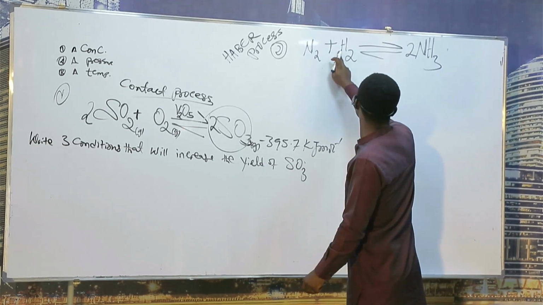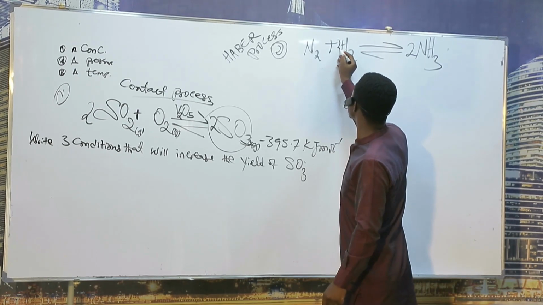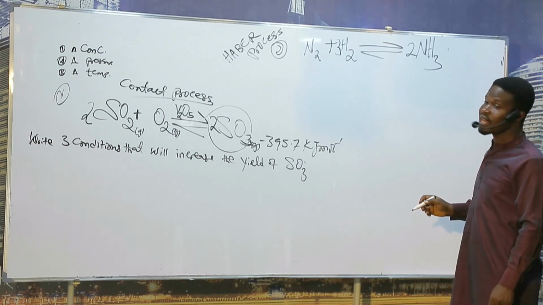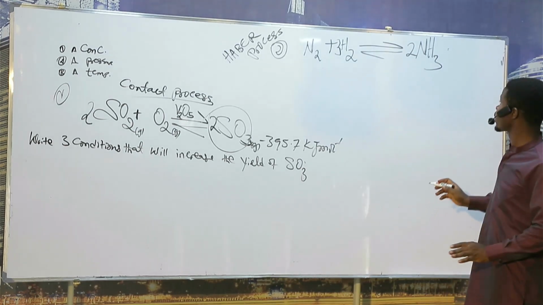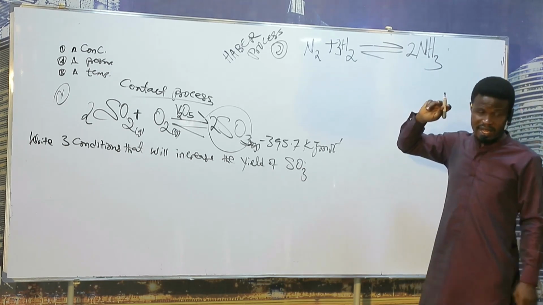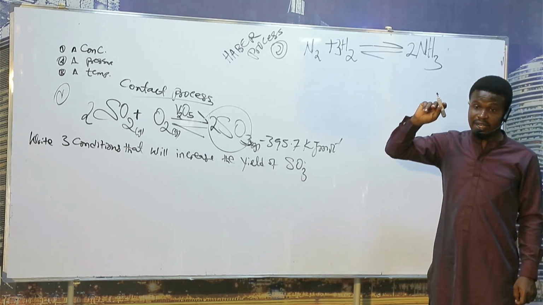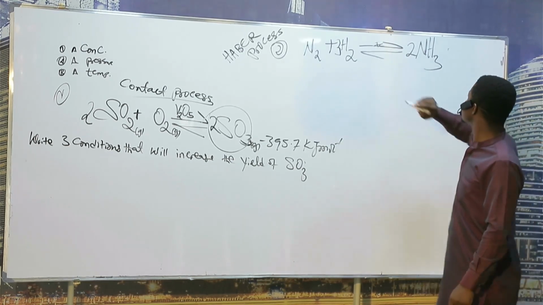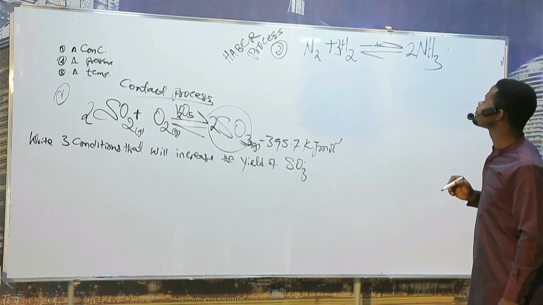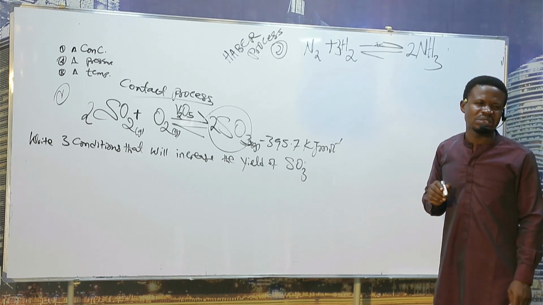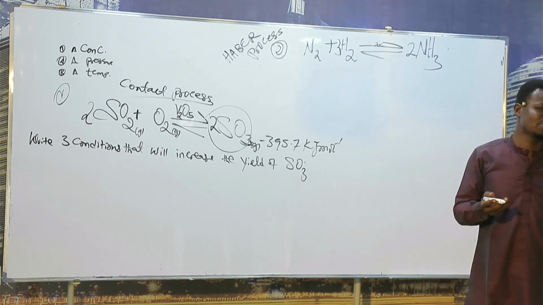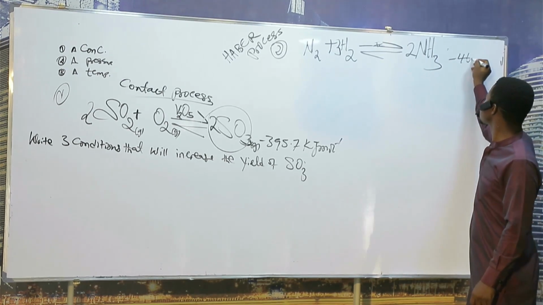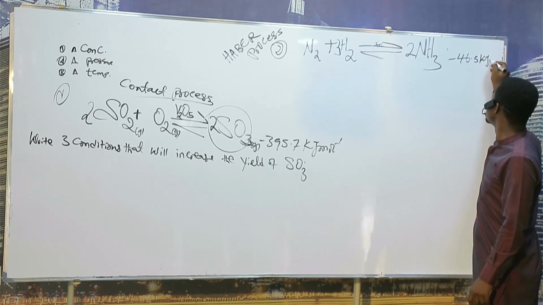And I'll add 3 here. Is it complete? Yes. Now the catalyst used here is finely divided iron catalyst, Fe. Then the temperature, I think, is minus 46.5 kilojoule per mole. I'm not very sure, but I know it's 46.5 kilojoule per mole.